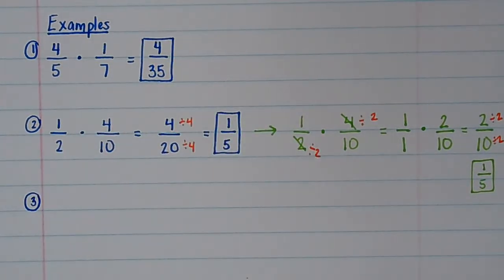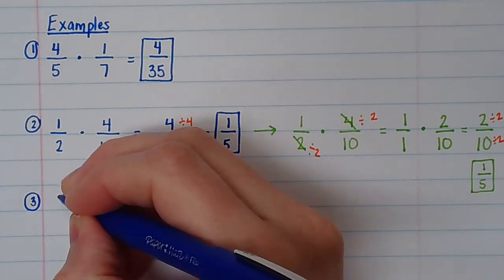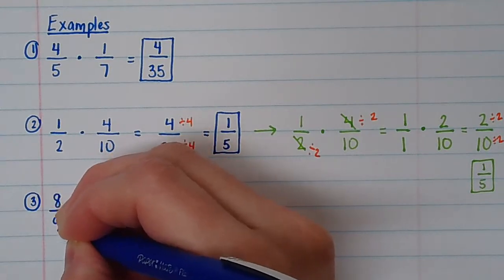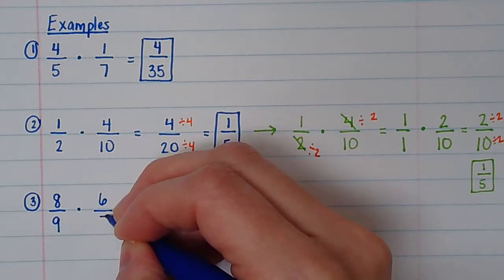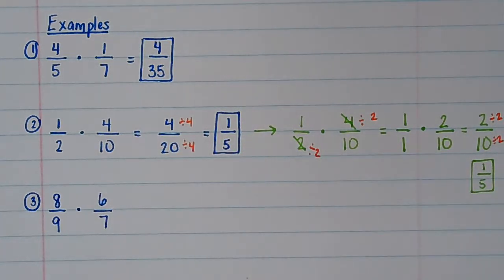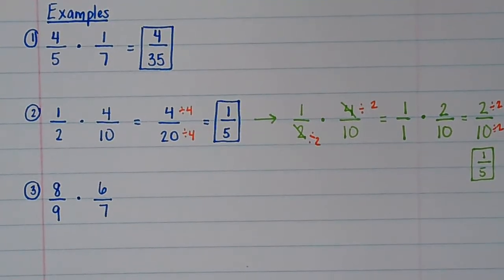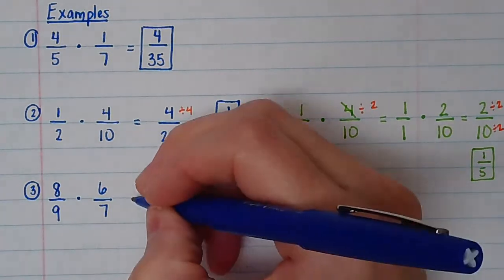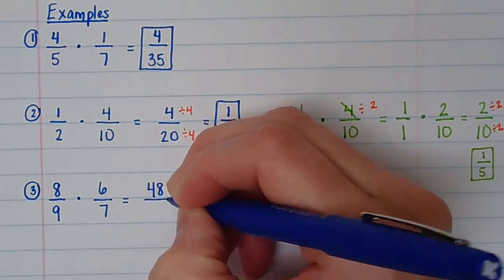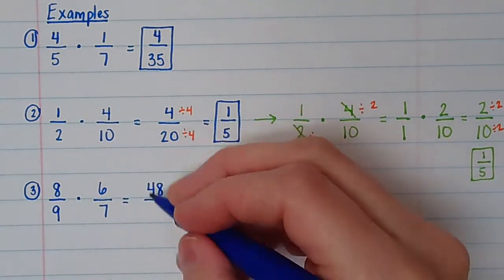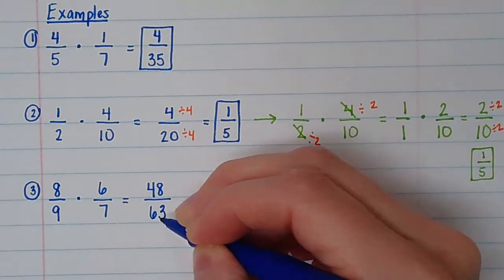Let's do 8/9 times 6/7. All right. So I'm going to do it both ways again, just so that you can see this whole cross-canceling thing again. All right. So 8 times 6, we know is 48. Okay. 9 times 7 is 63.